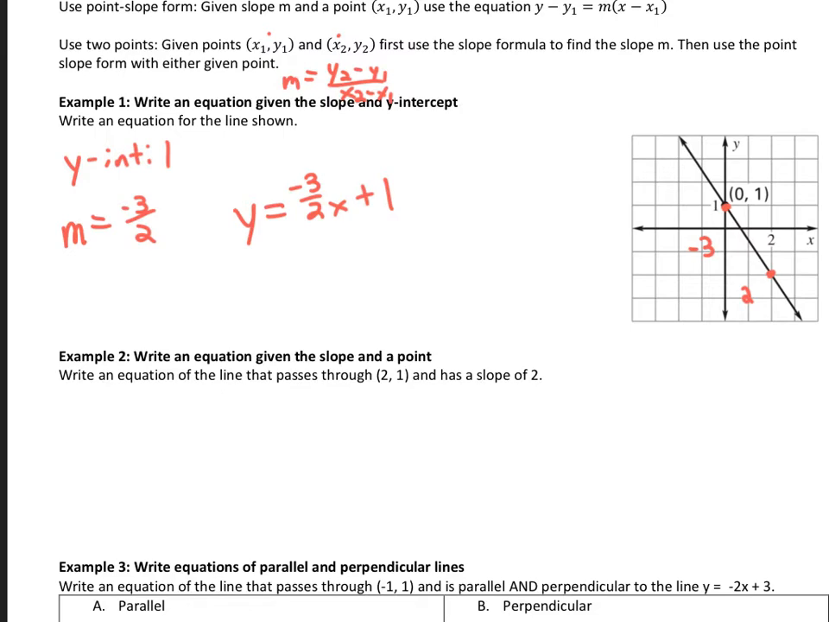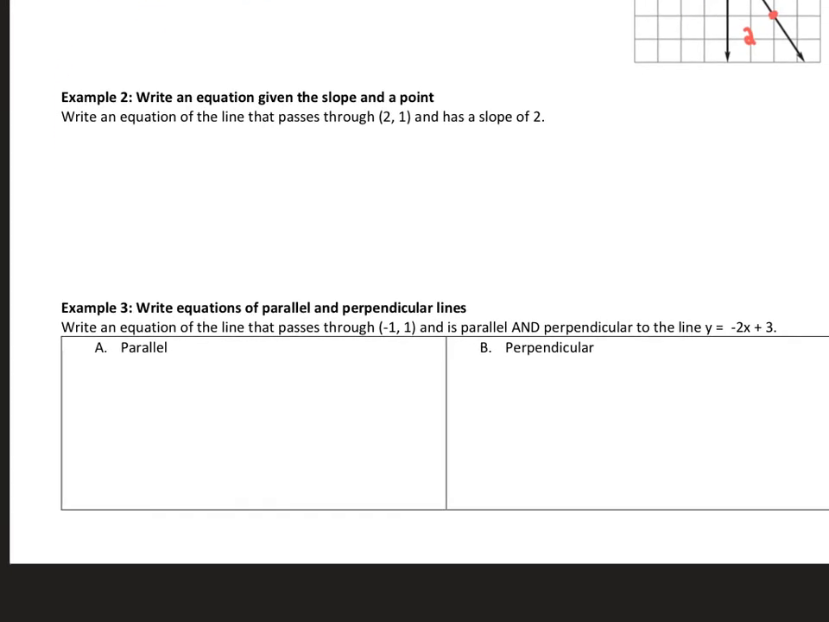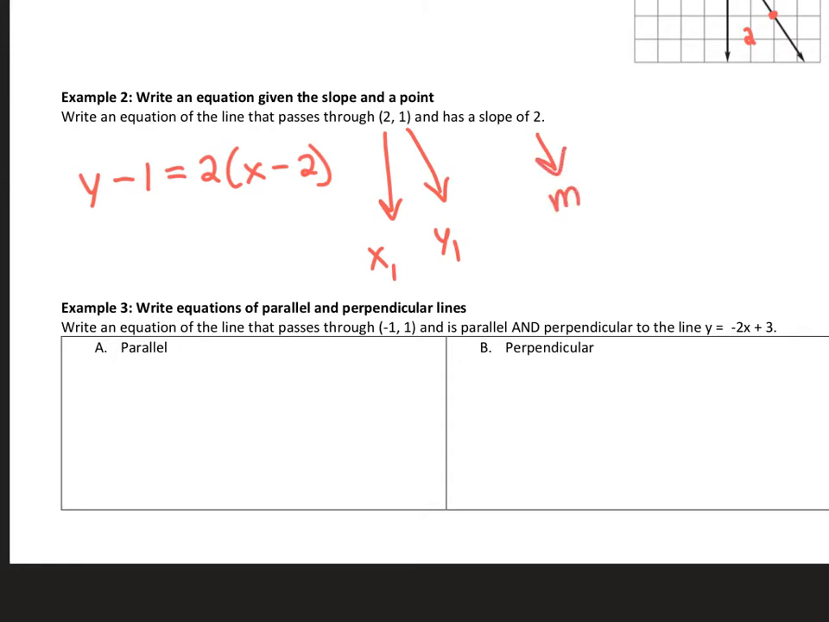Okay? So in the next example, I'm going to show you how to write it when we're given a point and the slope. So this is where we're going to use point-slope form. So remember, point-slope form follows y minus the y value of the point. So y minus 1 equals the slope, which is 2, times x minus the x value of our point, which is 2. So in this case, this is x1, this is y1, and that's our slope. Okay, that's our slope.